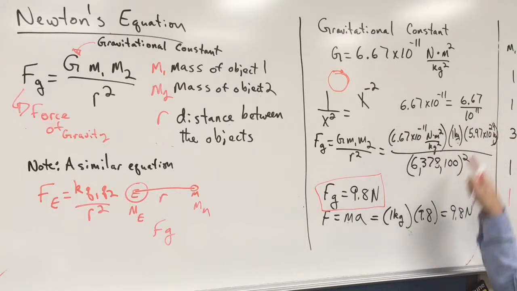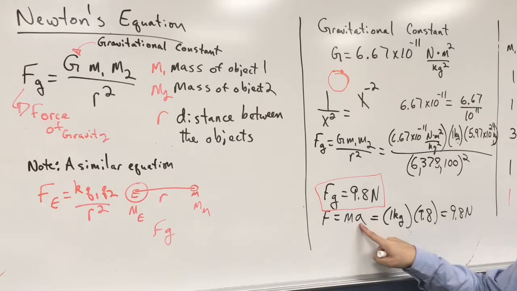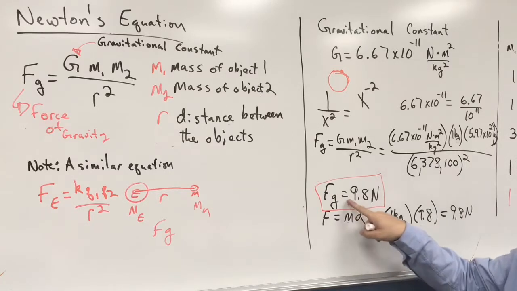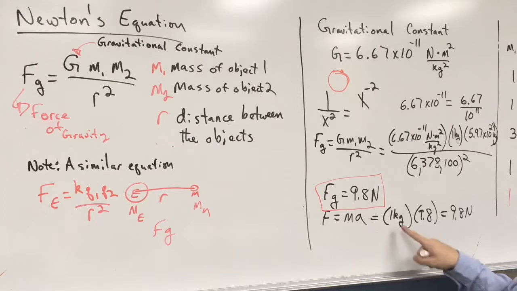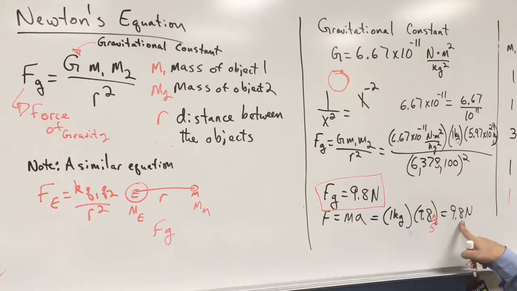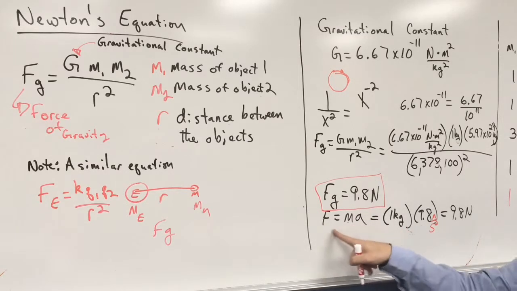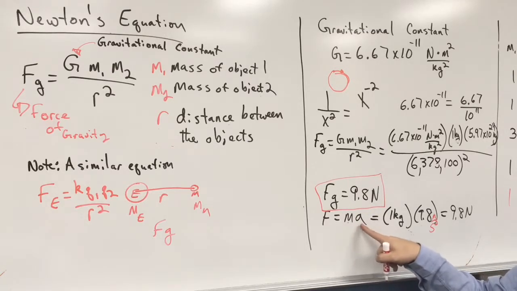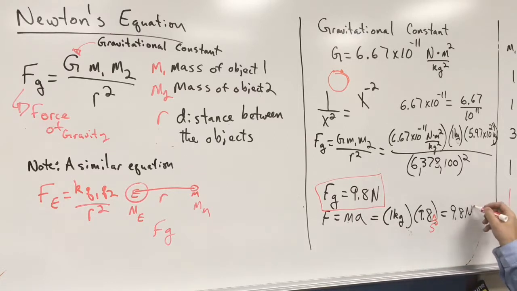So I did a bunch of math with a bunch of numbers to get 9.8 newtons. Force equals mass times acceleration. That's what we just finished looking at. So if I plug these same masses into this equation, I get 1 kilogram times 9.8 meters per second squared, which is 9.8 newtons. So the equation we've learned for the force of gravity on the Earth, mass times the acceleration due to gravity, is equal to the same force using Newton's equation.